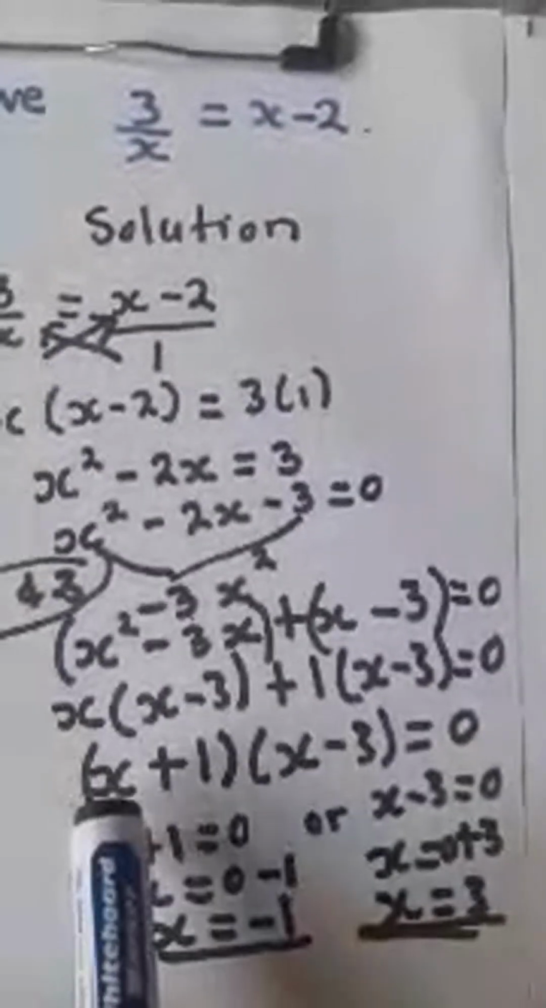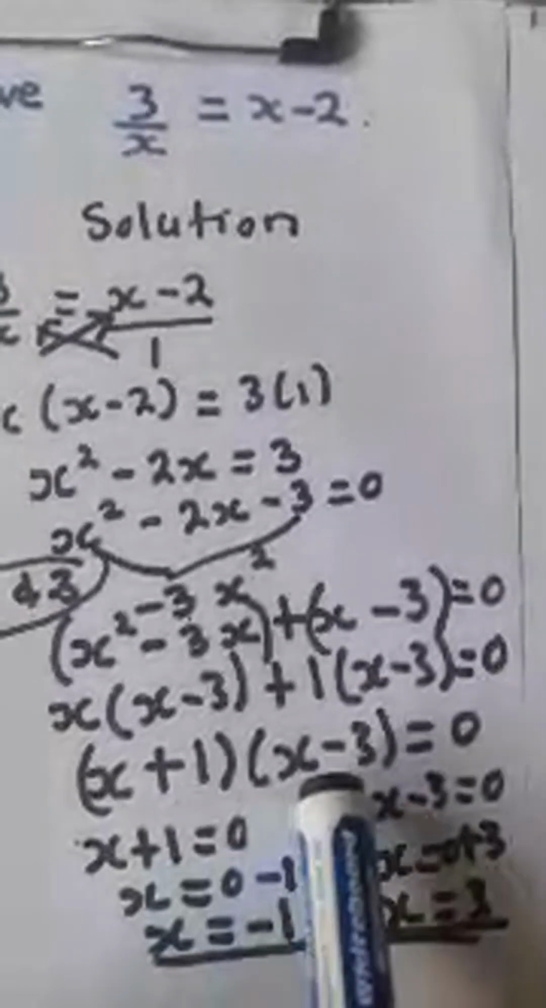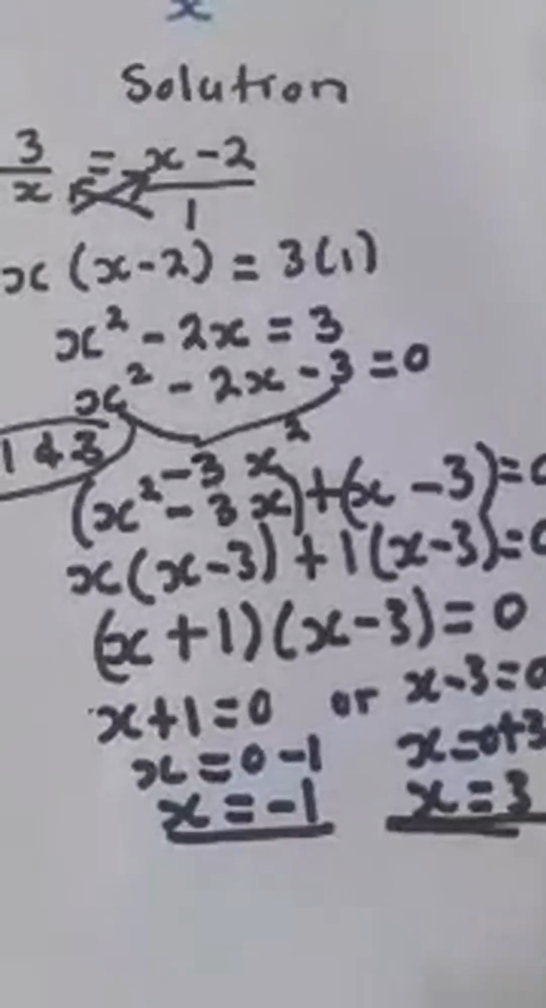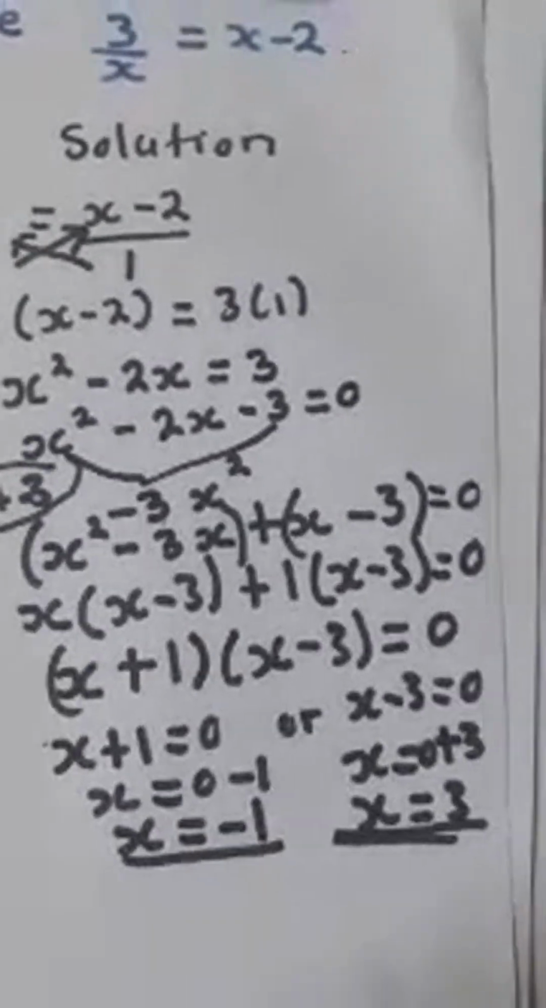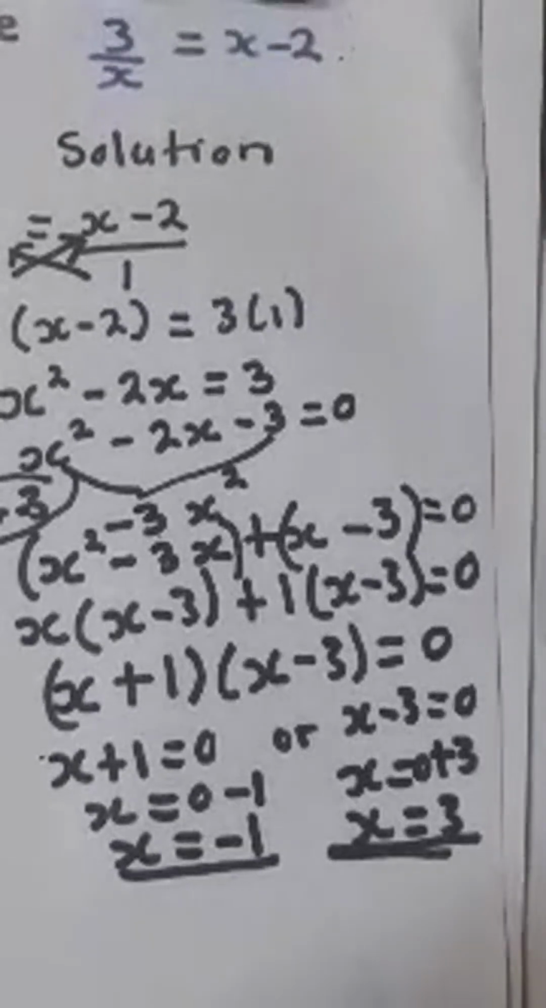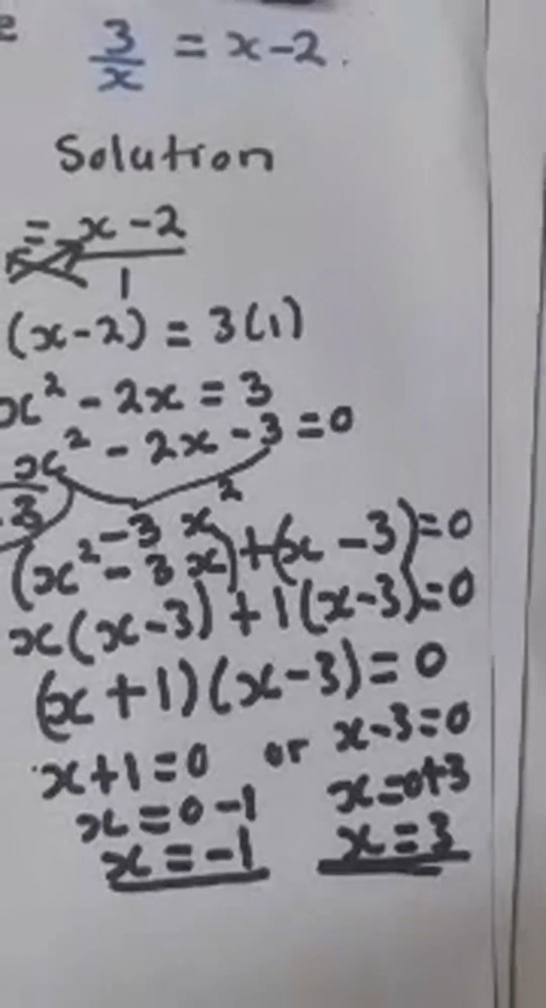Then it's now in the equation x plus 1 is equals to 0, then x minus 3 is equals to 0, to get x as positive 1 and x as what? So x is negative 1 and x is positive 3.